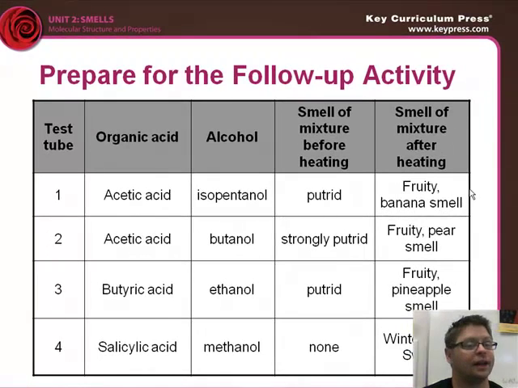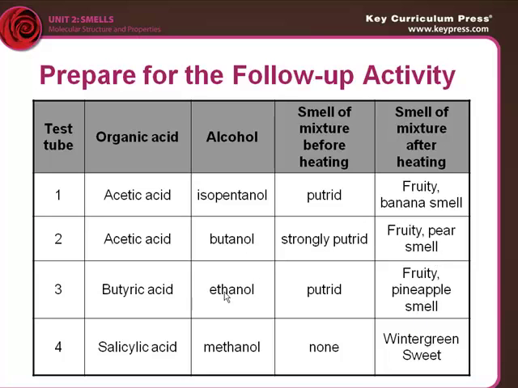For example, we had acetic acid and isopentanol, started out putrid, then went to a fruity banana smell. Acetic acid and butanol was very putrid to begin with, and it gets a fruity pear smell. Butyric acid and ethanol, very putrid, has a fruity pineapple smell when you finish it. And then number 4, the salicylic acid and methanol, is the smell you see in wintergreen Lifesavers. It's a molecule that's made when these two are added together. And we're going to learn the name of that molecule and analyze what happened.